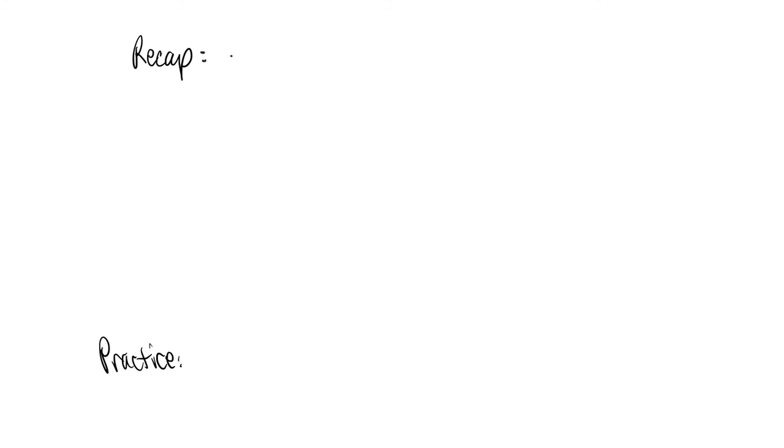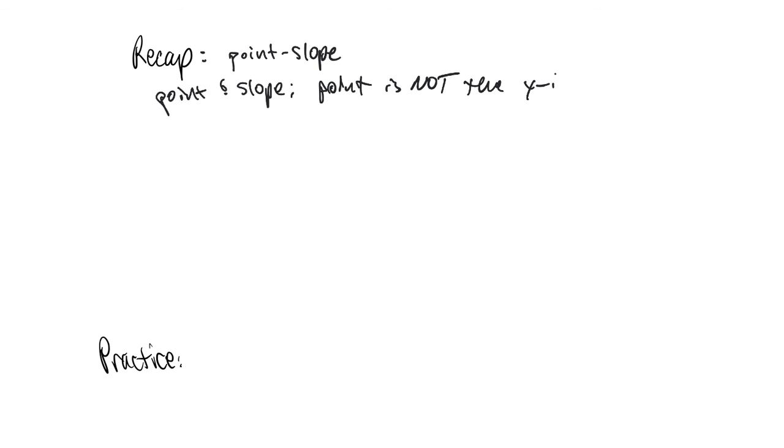Recap. Point slope form of the equation of a line is when you have a point and slope, and your point is not the y-intercept. Okay? It's y minus y1 equals the slope times the quantity, or parentheses, x minus x1. x1 is the x-coordinate of my point, y1 is the y-coordinate of my point, and m is the slope of that line.